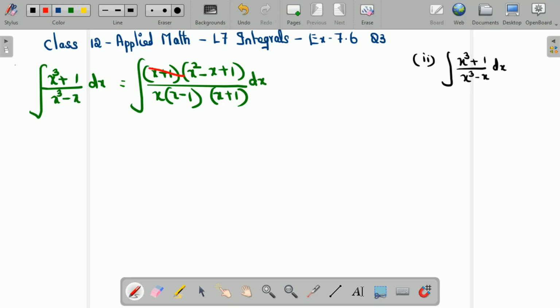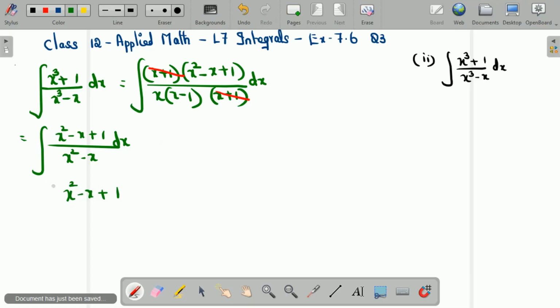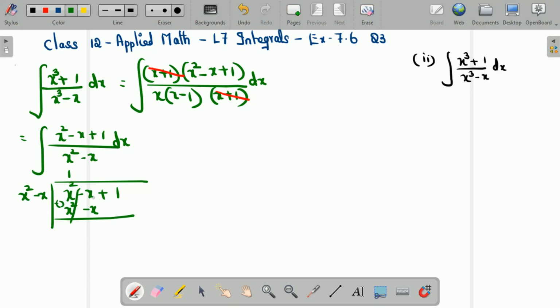Now that you have an x plus 1 that's common on both sides, we can simply strike it out. So the numerator is now modified as x squared minus x plus 1 divided by, I'm multiplying this term by, so x squared minus x dx. See, the degree of both these expressions is 2, so still we will perform long division. So let's do that. So x squared minus x plus 1, you are going to divide by x squared minus x. x squared divided by x squared is 1, so this will be x squared minus x. You subtract, so this term and the x term will vanish, so the remainder is 1.